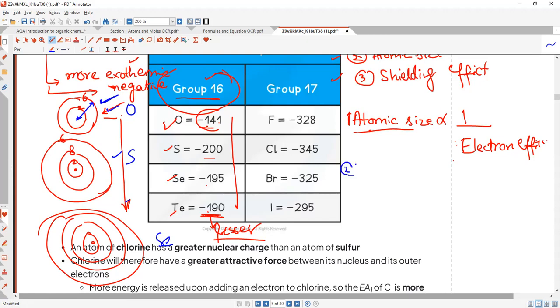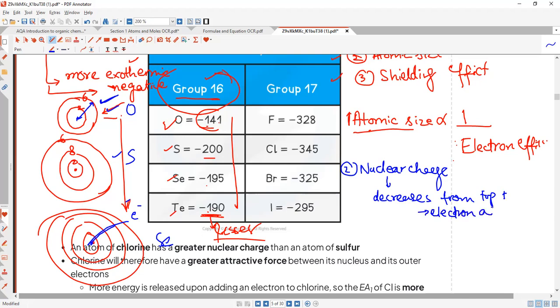Then secondly, you will explain by using the term nuclear charge. Nuclear charge is basically the attraction between the nucleus and outermost shell. So just write that nuclear charge decreases as we move from top to bottom in a group. Nuclear charge decreases, it means the nucleus has less attraction for the incoming electron. So it is difficult to add an electron in this type of atom that is bigger, which has less nuclear charge. That's why electron affinity decreases.